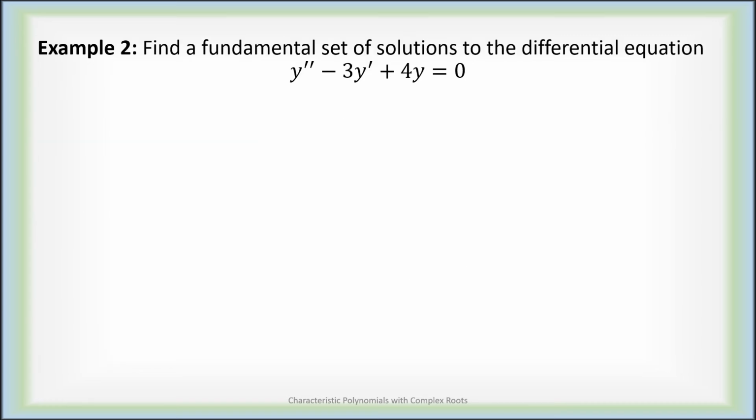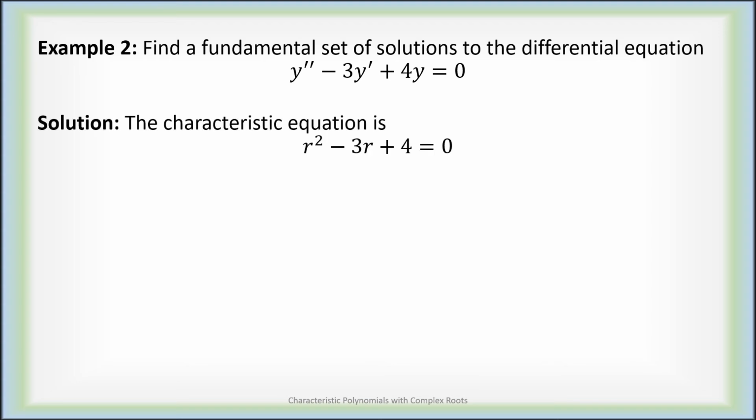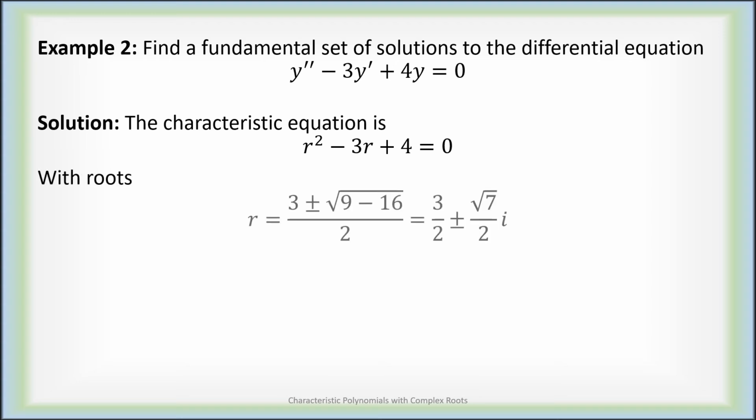As a second example, let's find a fundamental set of solutions to the differential equation y double prime minus 3y prime plus 4y equals 0. Well, as we've been doing, we start off with the characteristic equation, r squared minus 3r plus 4 equals 0. We're going to hit it with the quadratic formula. The roots are given by 3 plus or minus the square root of 9 minus 16, over 2. That discriminant is negative, so it has complex conjugate roots. Splitting it apart, we get 3/2 plus or minus root 7 over 2 times i.